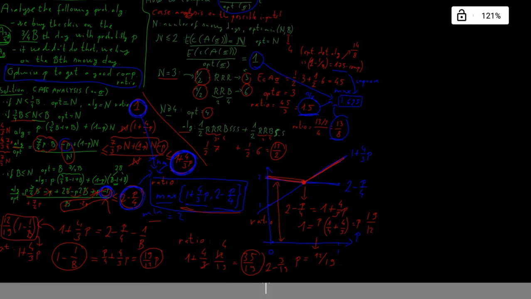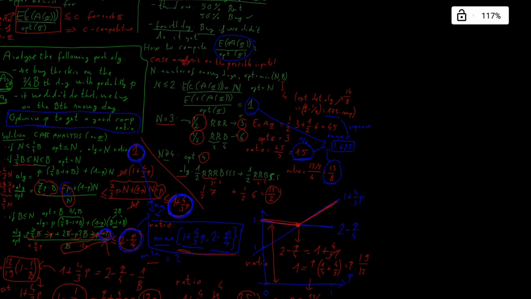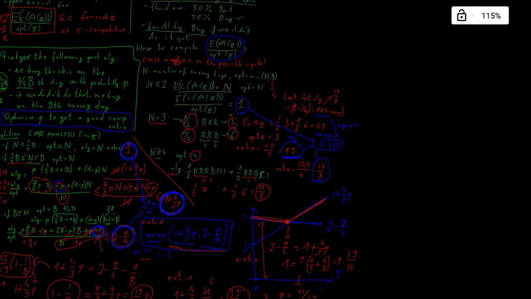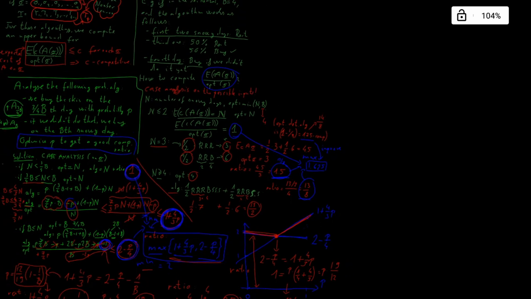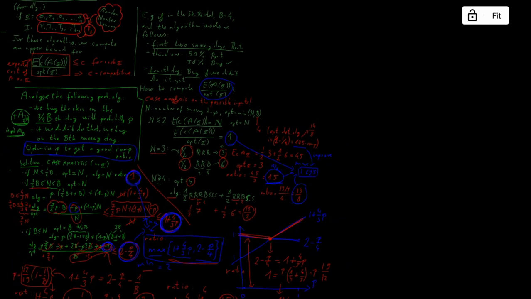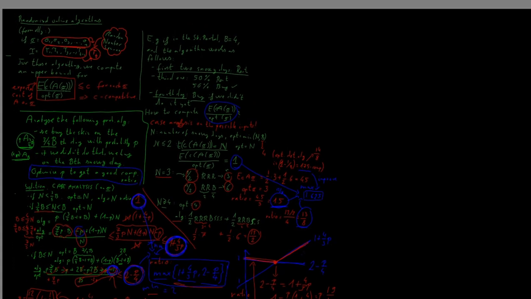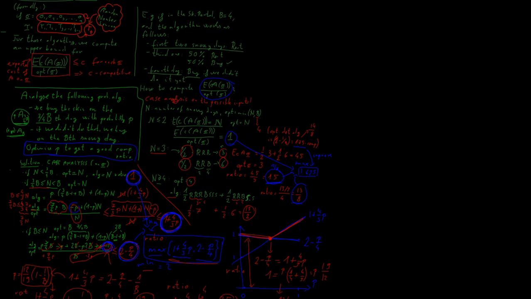You just compute the competitive ratio in a parameterized way, and then do case analysis for the possible set of inputs, and then you just take the maximum of all these values you get, and you want to minimize that.